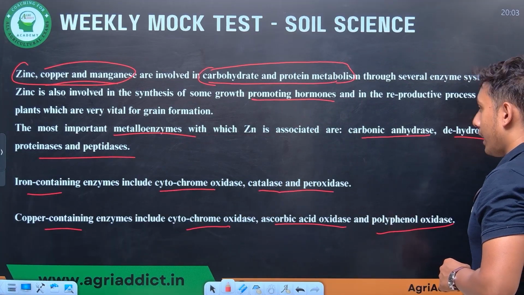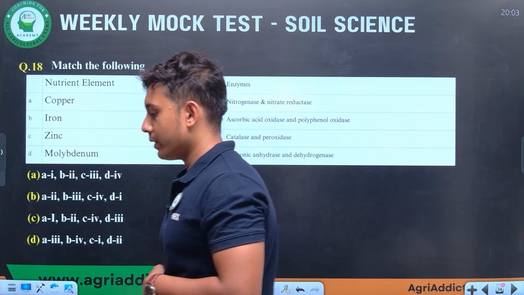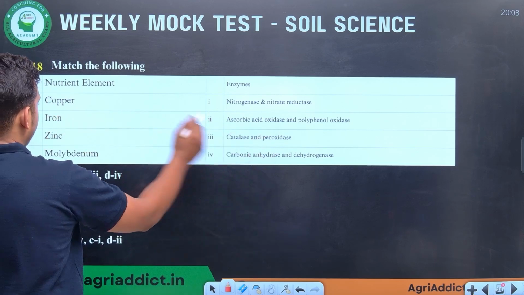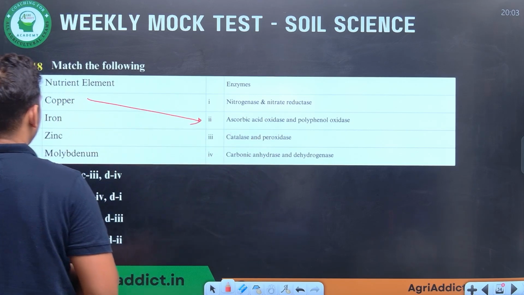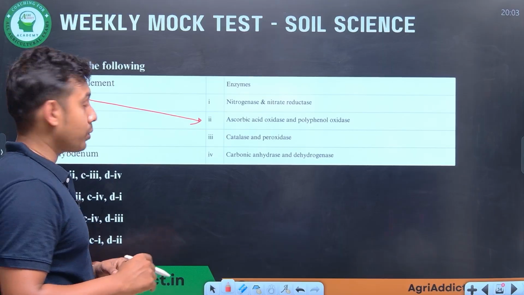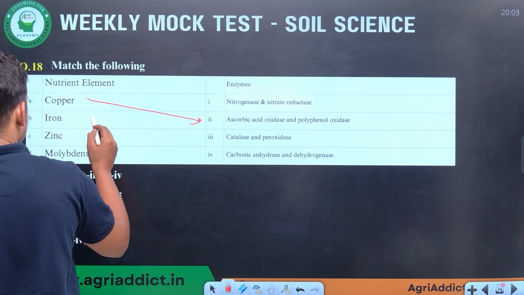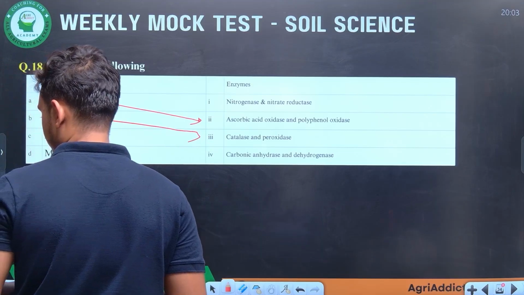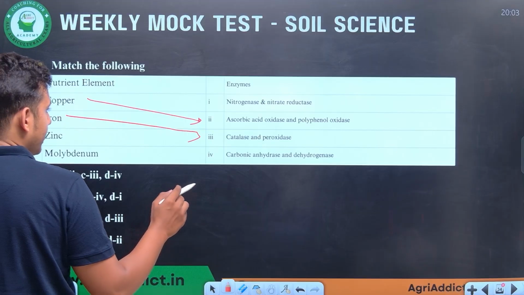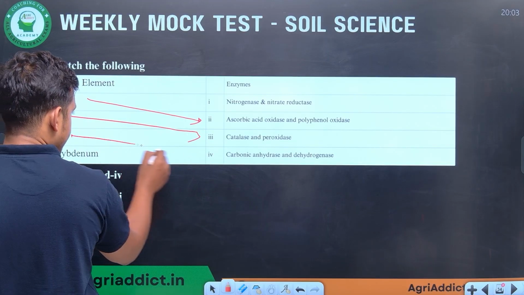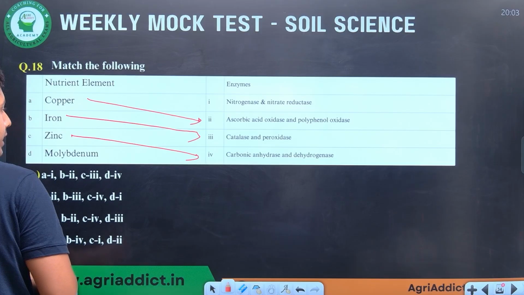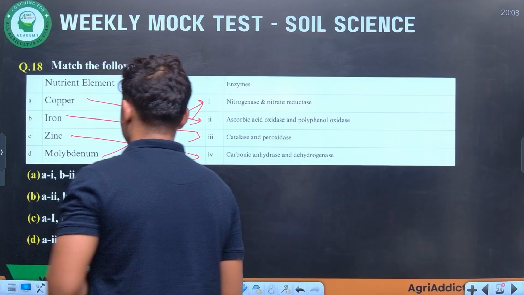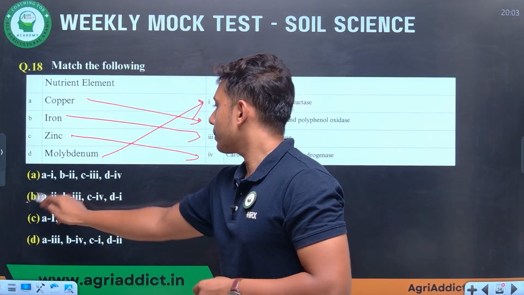So now come to the answers. First is copper. Copper is ascorbic acid oxidase and phenol oxidase. This is the answer. Then comes iron. Iron will be catalase and peroxidase. Then comes zinc. Zinc is carbonic anhydrase and dehydrogenase, and molybdenum was nitrogenase and nitrate reductase. The answer will be 2, 3, 4, 1. Okay, this will be the answer.